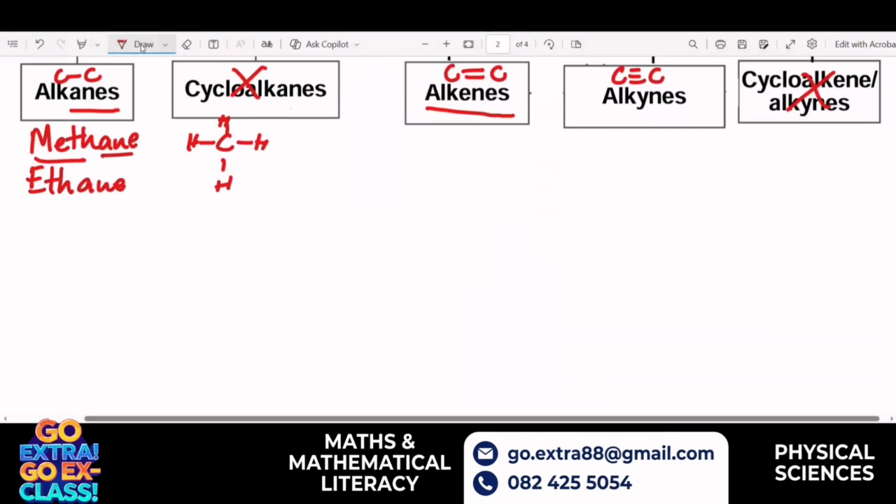Now, if you want to draw ethane, let me put it here and create some space. So this would be ethane. "Eth" means two, so it's going to have 2 carbons. It looks more like this, and here are hydrogens, and each carbon has 4 covalent bonds around it. This is how ethane is going to look. So now let's continue a little bit.